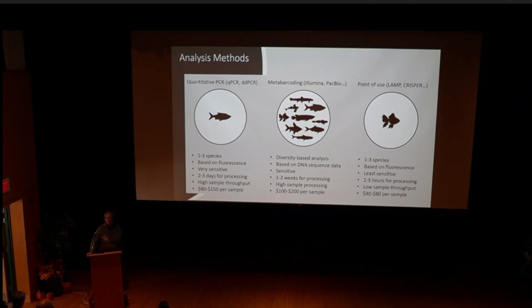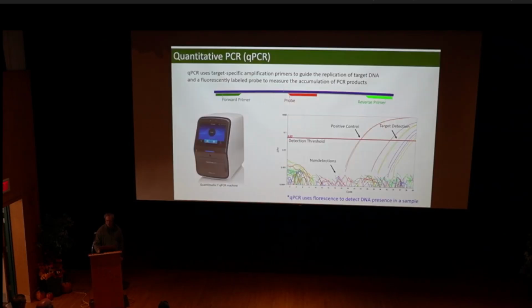At this point, I'm going to leave point of use behind. I'm not going to talk about it. It is being used to do eDNA work for invasive species, but it has a pretty narrow focus on how it's being used. Quantitative PCR and metabarcoding are the two that are used most. qPCR is the most widely used method, but metabarcoding is gaining ground pretty quickly.